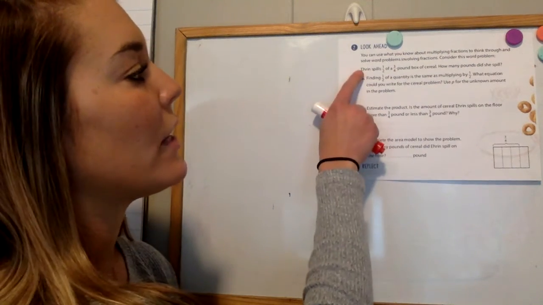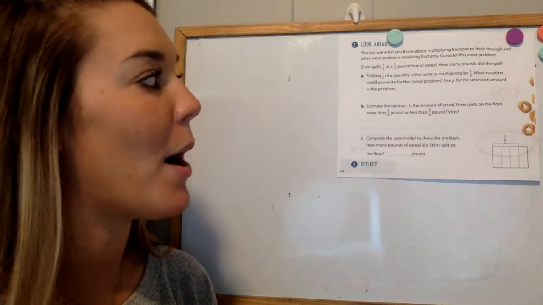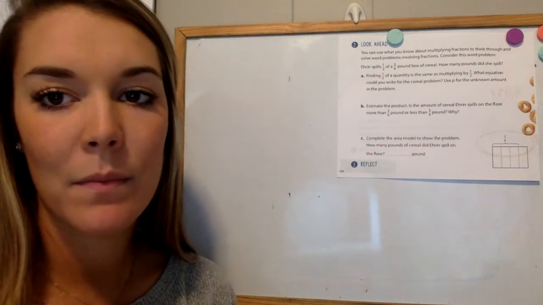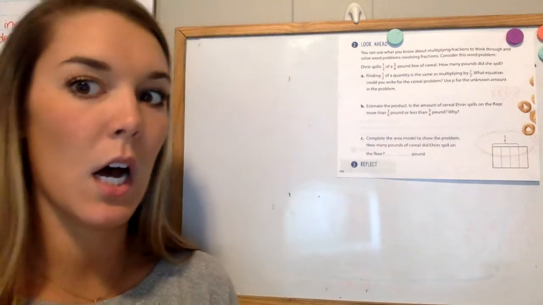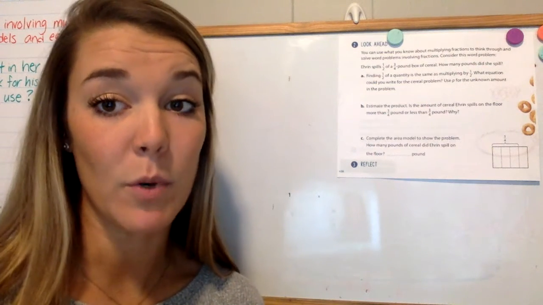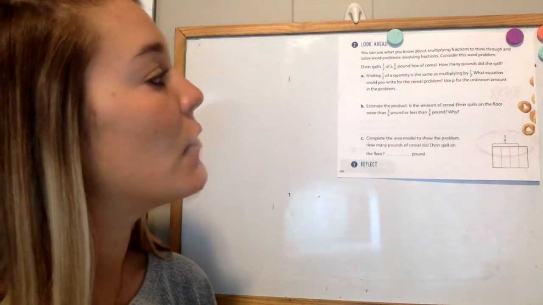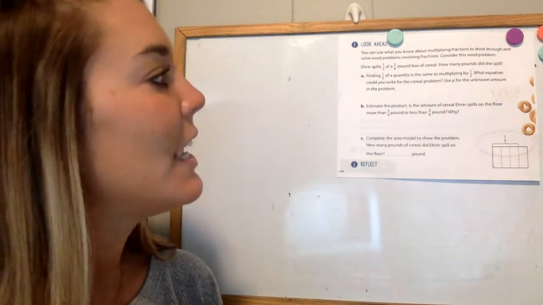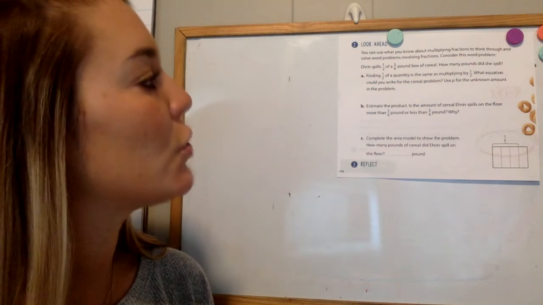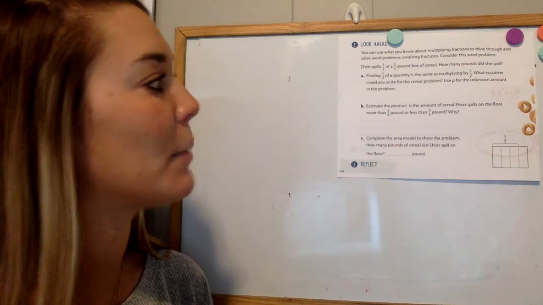It says, Aaron spills 1/2 of a 3/4 pound box of cereal. How many pounds did she spill? Okay, she spilled 1/2 of 3/4. So by that keyword of, I know I'm going to be multiplying. So for A, it says find 1/2 of 3/4. Finding 1/2 of a quantity is the same thing as multiplying by 1/2. What equation could you write for the cereal problem? Use P for the unknown amount in the problem.